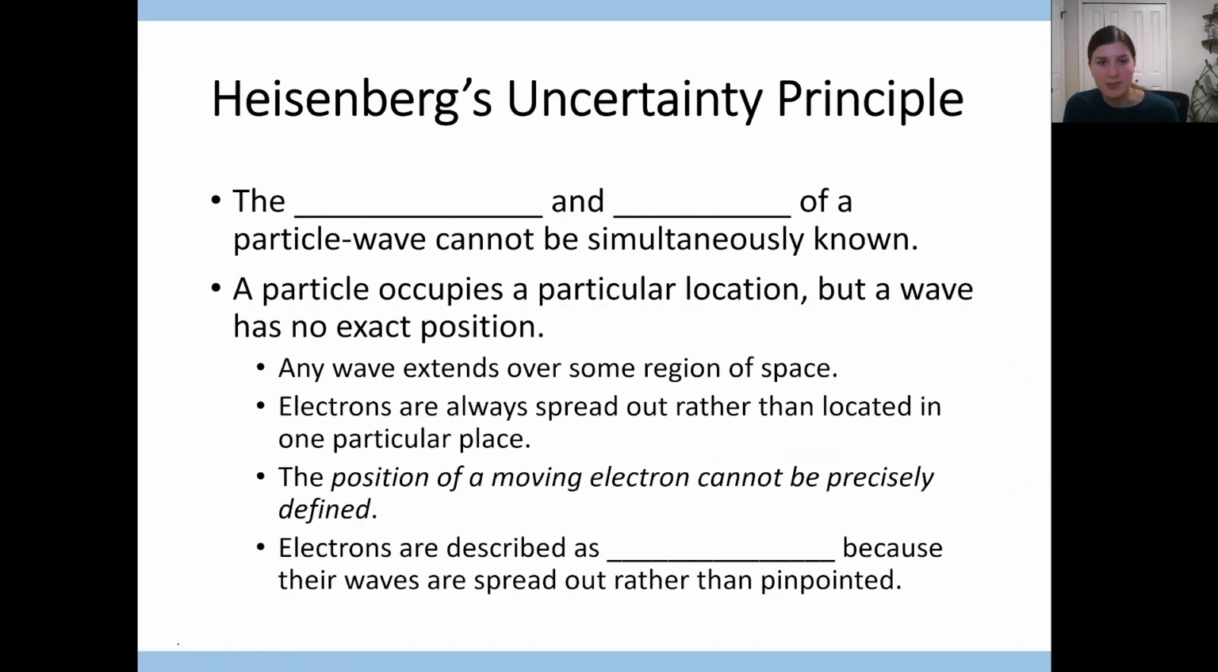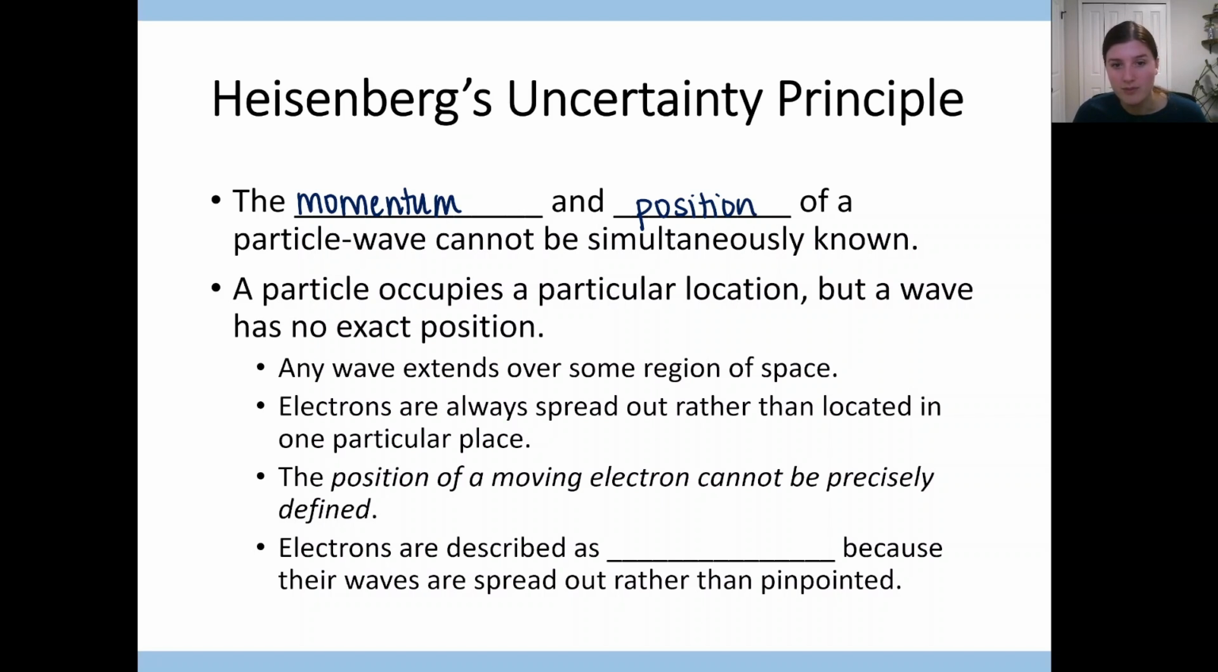This uncertainty principle, Heisenberg's uncertainty principle, states that the momentum, so related to the electron's speed, and the position of the electron cannot be simultaneously known. So we cannot calculate the position and the momentum of an electron at one moment in time. This is because a particle will occupy a particular location, but a wave has no exact position.